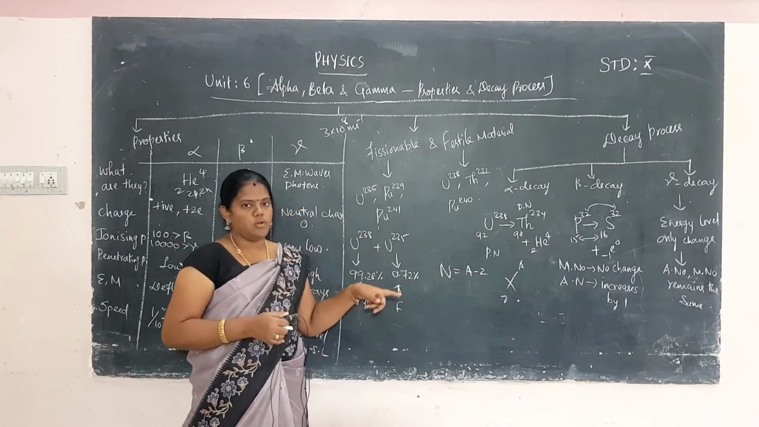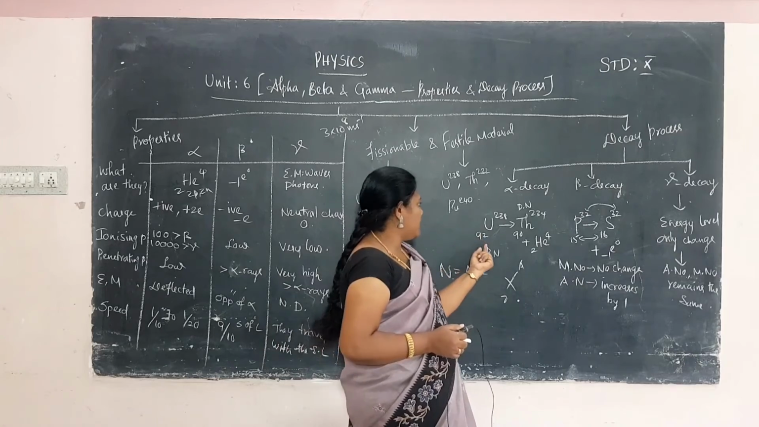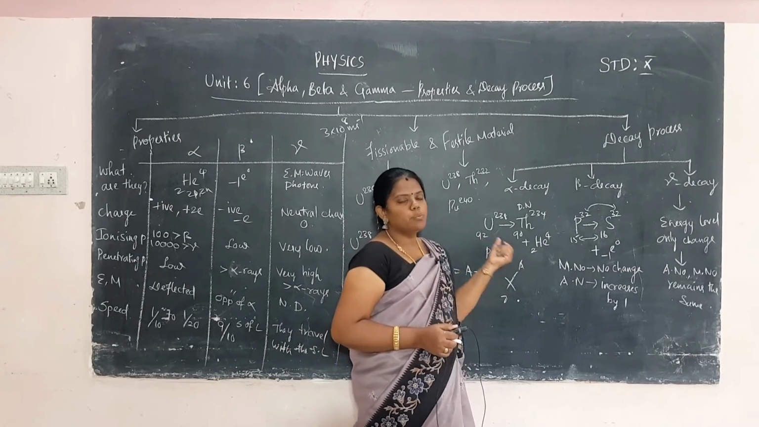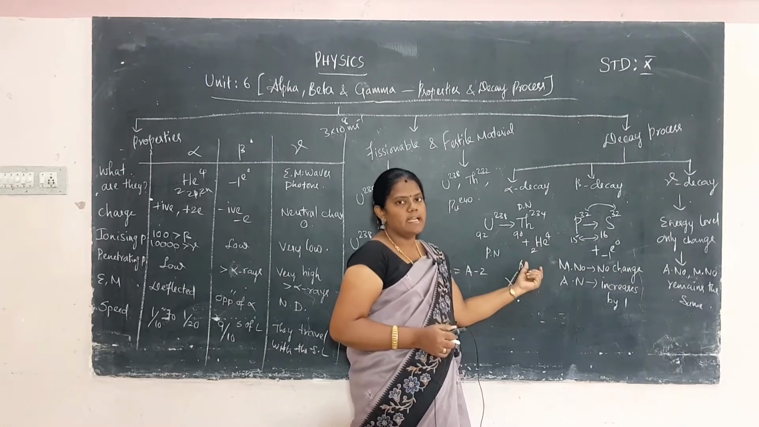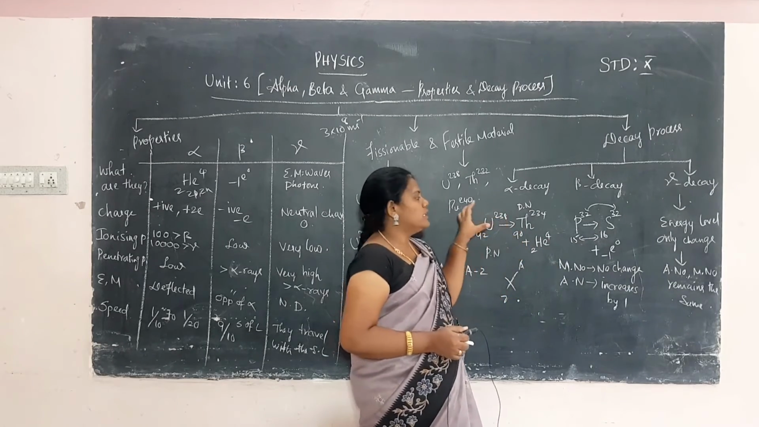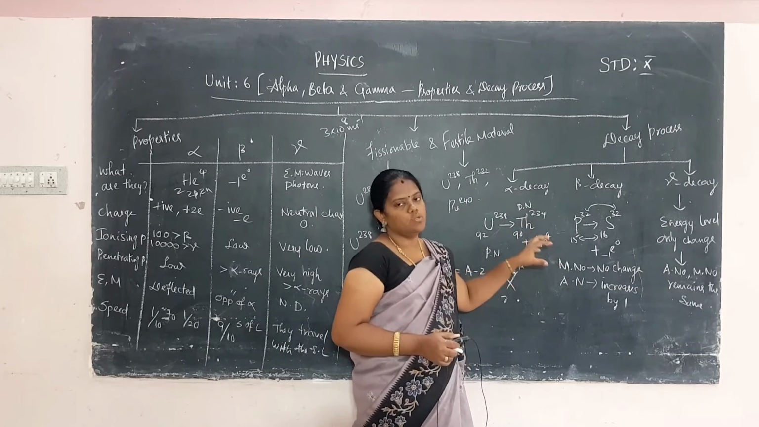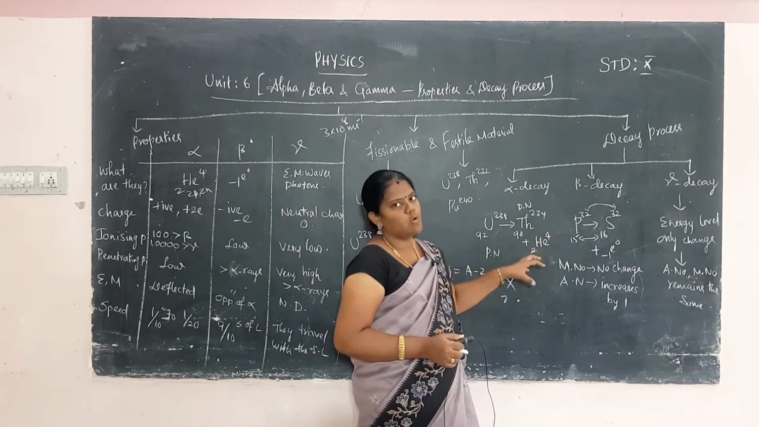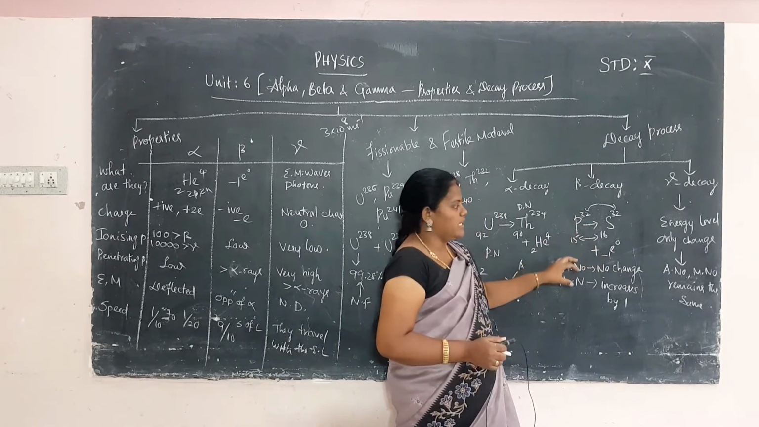During the alpha decay process, I will give one example. Uranium is a radioactive element; it emits helium to produce the daughter nucleus. That helium is the alpha particle. So in the radioactive reaction process, when the alpha particle is emitted, it is called alpha decay, and when electrons are emitted, it is called beta decay.